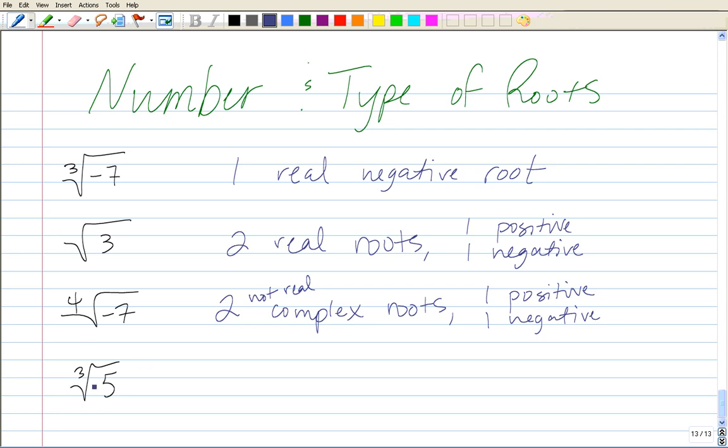And then the very last example, we have the cube root of a positive number. Cube root of any number is just going to be one number. So here we have 1 real. Here it's going to match this sign, positive root.